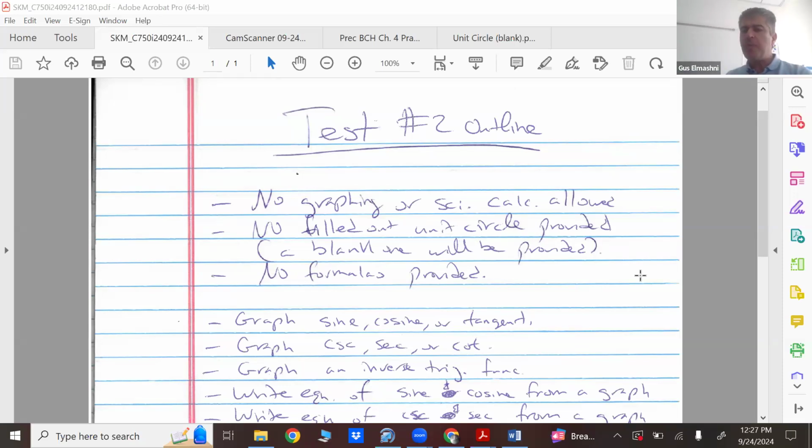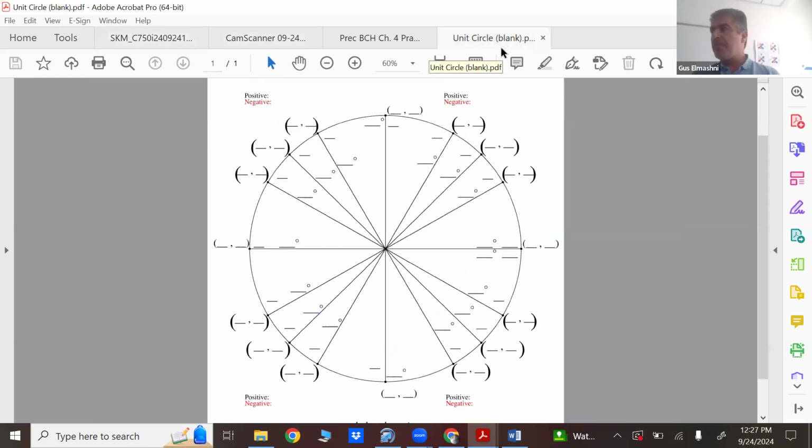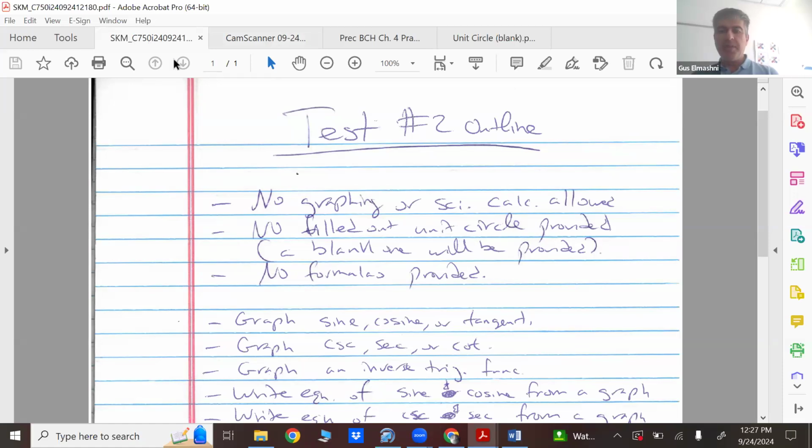But anyhow, yeah. So do expect no graphing calculator, no scientific calculator, but you can use a 4-function calculator. I will provide a blank unit circle if you want to use one. I'll attach it to the test and you can just sort of rip it off, or I may also have it as a loose sheet if you guys want that. It'll look like this, but obviously I won't give you a filled out unit circle.